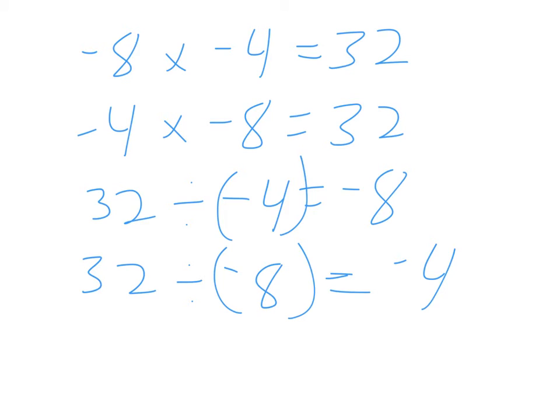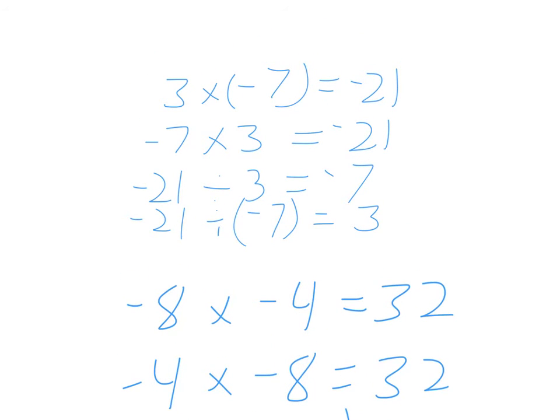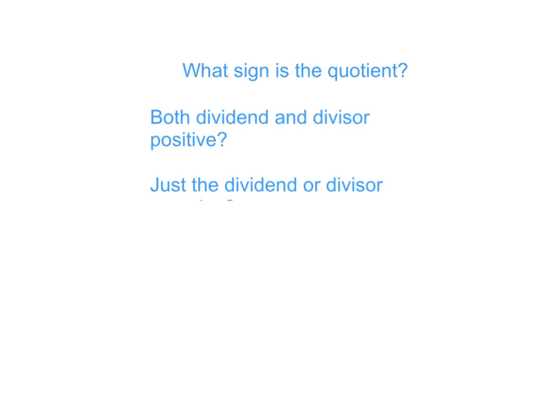It looks as though, whenever we have a negative, either the dividend or the divisor, our quotient is going to be negative. And it looked like up here, when we had two negatives, our quotient was positive. So it looks like it's very similar to the rules for multiplication, maybe. So what we want to do is try to think of what the rules are now for division.